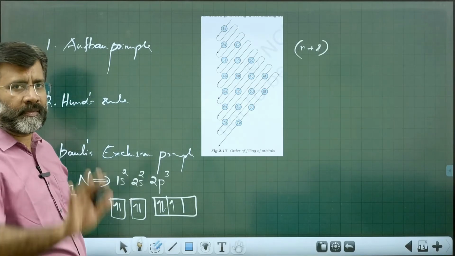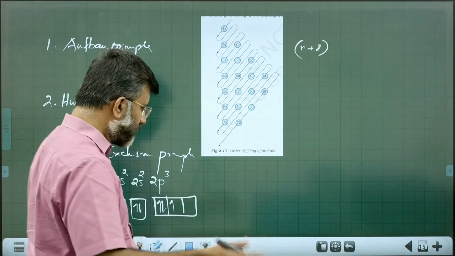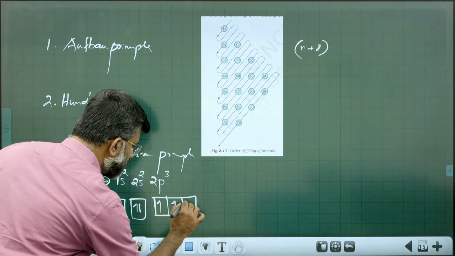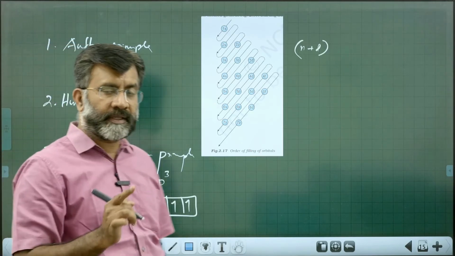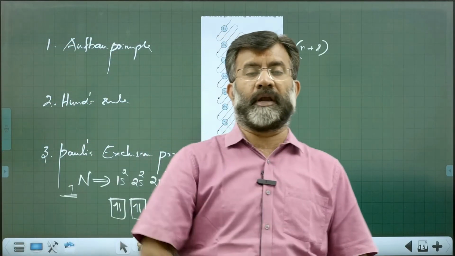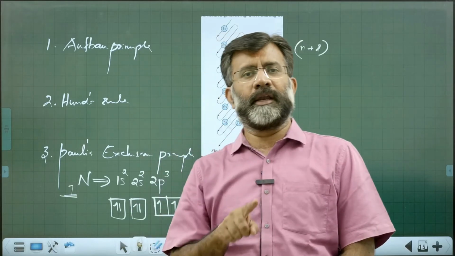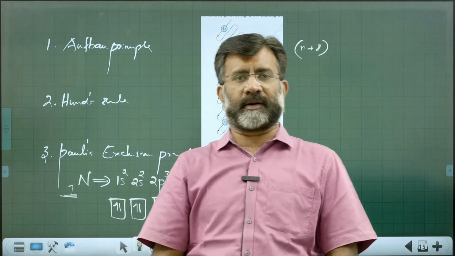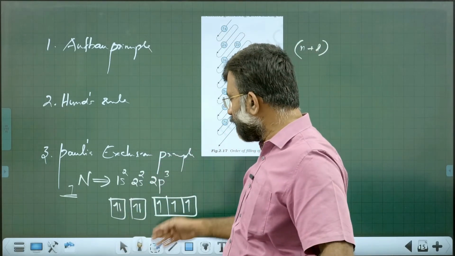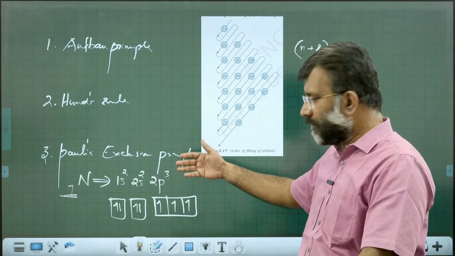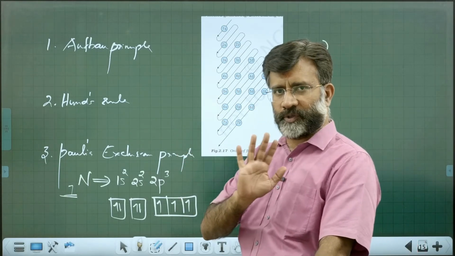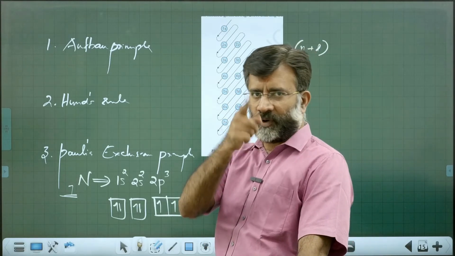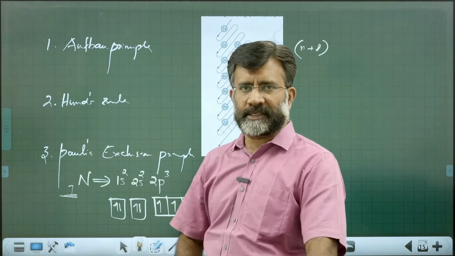No. The electrons are filled in such a way that all orbitals are singly occupied with a parallel spinning of electron. What is parallel spinning? Either all electrons are upward or all electrons downward, no issue. It should not be given like one up, one down. That is not possible. Hope you understand. That is Hund's rule of maximum multiplicity.